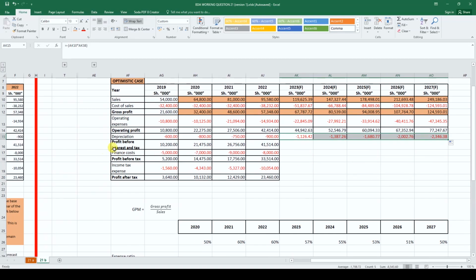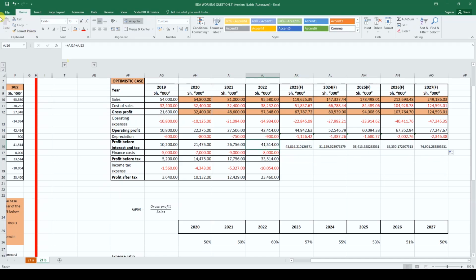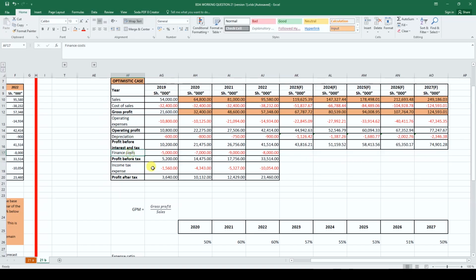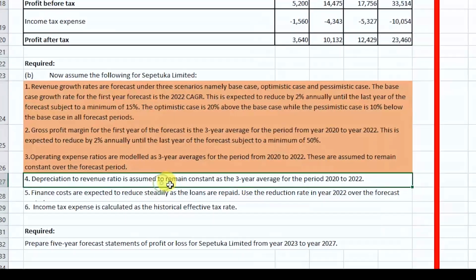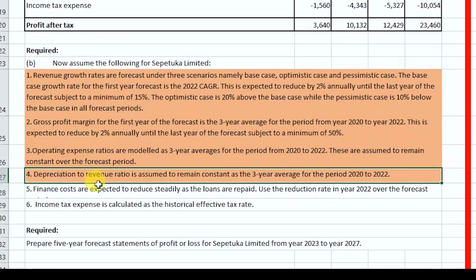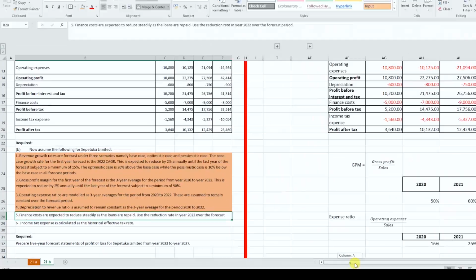How about the profit before interest and tax? Plus that, get the answer straightforward, move towards the right. Format painter, there. Finance costs, ladies and gentlemen. We've already done depreciation right over there. Come to finance costs. They are expected to reduce steadily as the loans are repaid. Use the reduction rate in 2022 over the forecast period there.